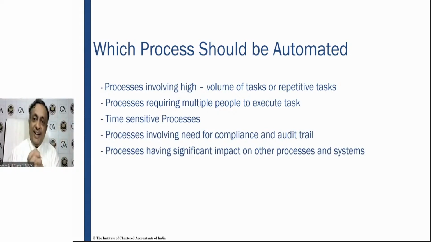Okay. Then which processes should be automated, or which processes probably can be automated. Again, a separate question. Let us read. Processes involving a high volume of tasks or repetitive tasks, we have talked about that. Clerical, mechanical jobs can be automated.